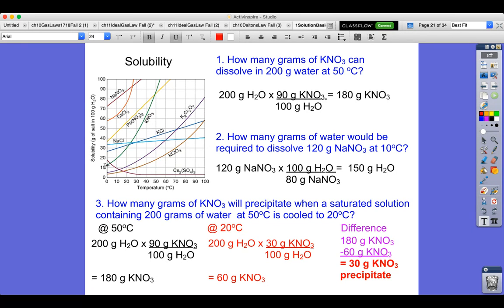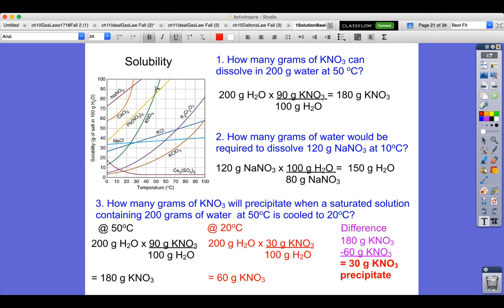So you can see here, we're just going to focus, for the sake of this activity, on a couple compounds, potassium nitrate right here and sodium nitrate right here, as we work through these problems. Both of them increase in solubility as a function of temperature. And how you read this is the number of grams of solute that can dissolve in 100 grams of water to make a saturated solution at a given temperature.